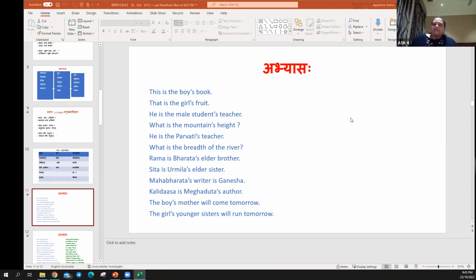Mahabharata's writer is Ganesha. Mahabharatasya karta Ganesha. For writer, we can say Lekha. Kalidasa is Meghaduta's author. Kalidasa. Meghadutasya karta. Okay, what did you say, Raghavan Modaya? Meghadutasya karta Kalidasa. Okay. In Sanskrit, how will it come? Do we say Kalidasa?